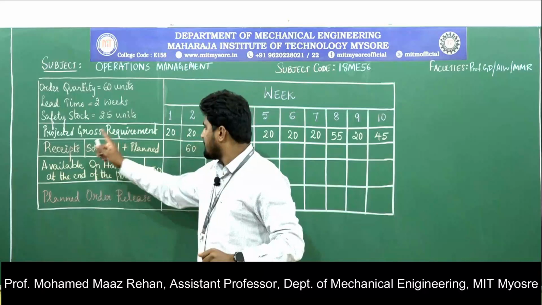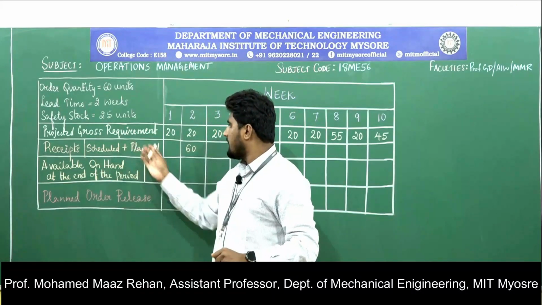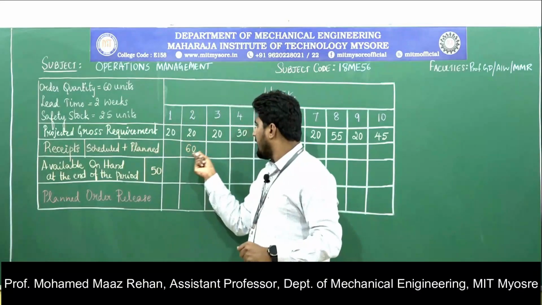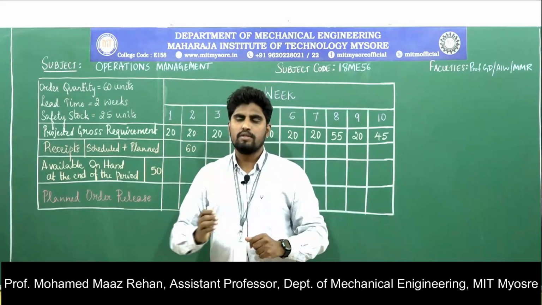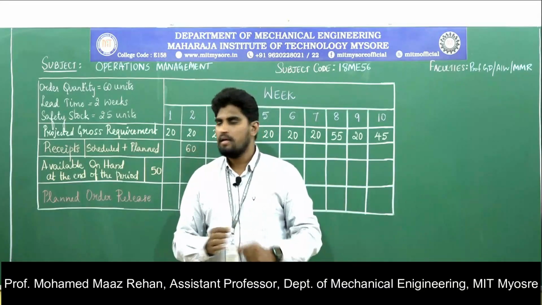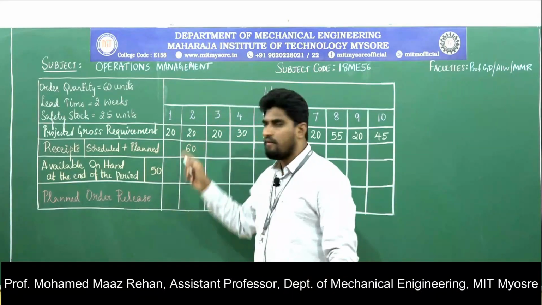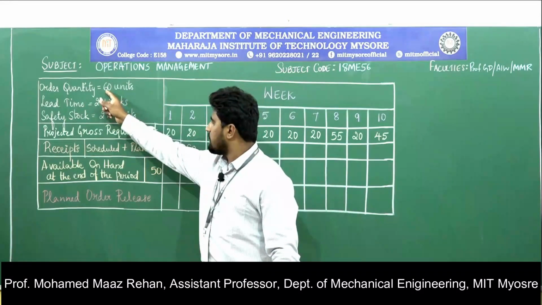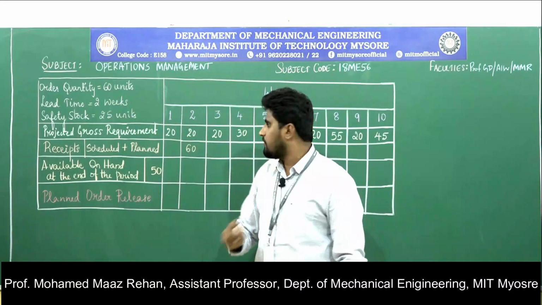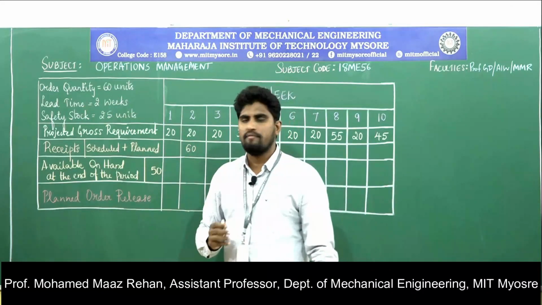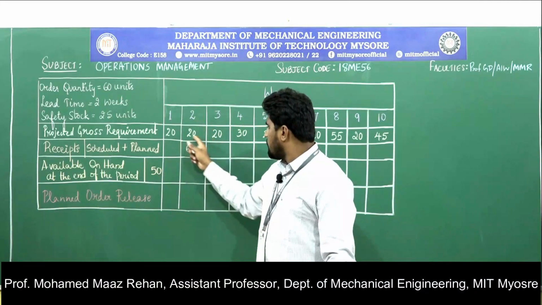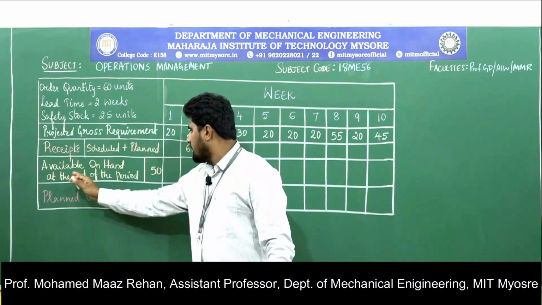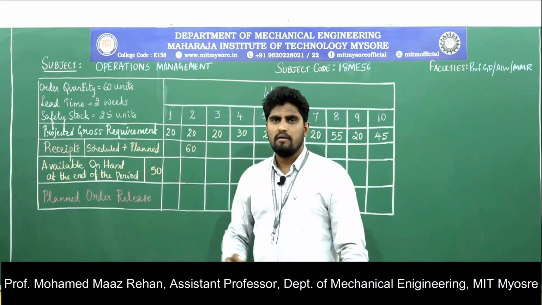Next is receipt. That comes under scheduled as well as planned receipts. So here in the second week we have 60. What is the meaning of it? You had already placed an order, so in the second week you are going to receive 60 units. Whenever you place an order, you receive 60 units. So you had already planned well in advance. Available on hand at the end of the period, that is 50.